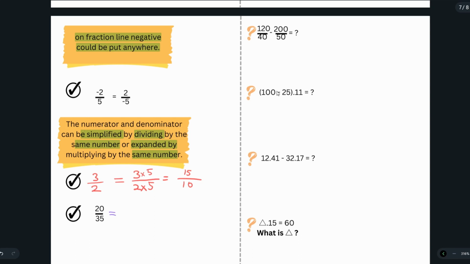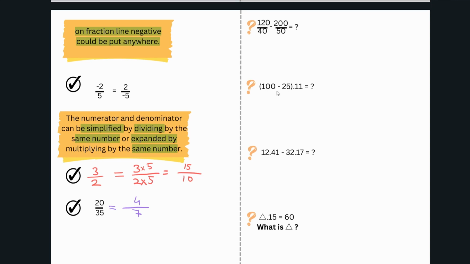And you can also simplify them by dividing by the same number. So you have to first look at what number can be used to divide both of them. You can use 5. In this case, 20 divided by 5 is 4, and 35 divided by 5 is 7. So 20 over 35 is the same as 4 over 7.